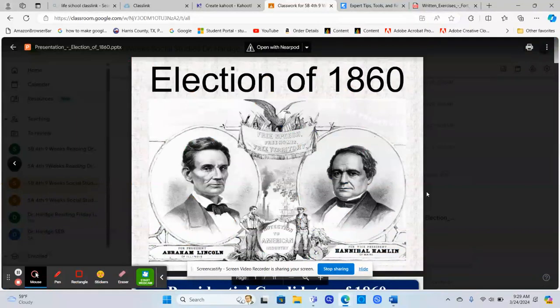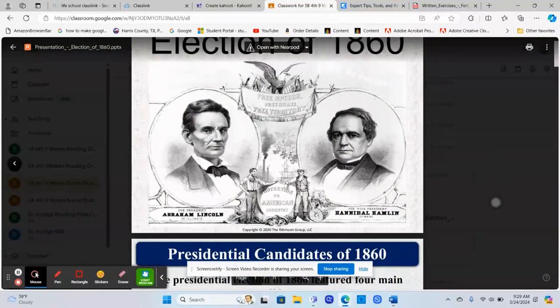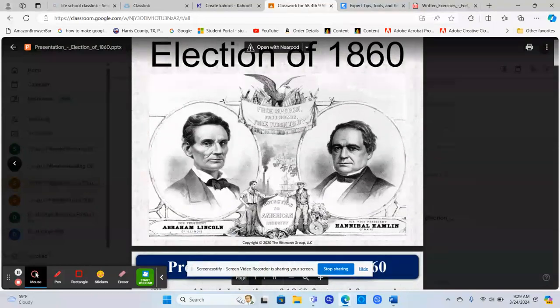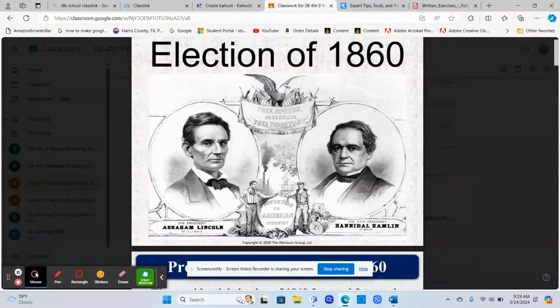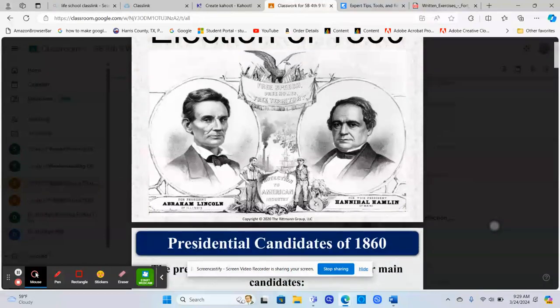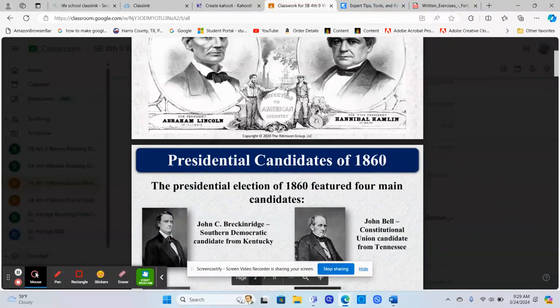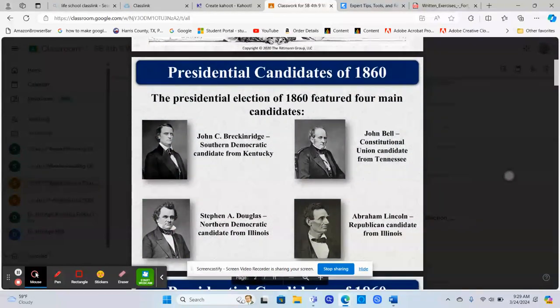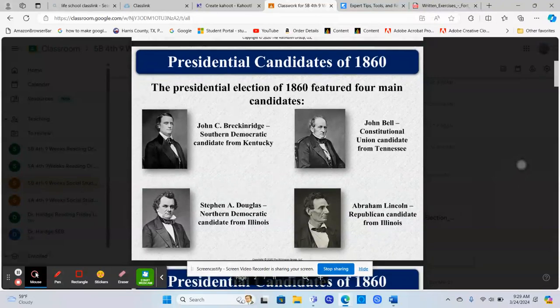Election of 1860. And this is who was running: Abraham Lincoln and Hannibal Hamlin. The presidential candidates of 1860.